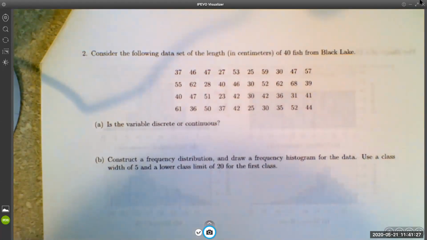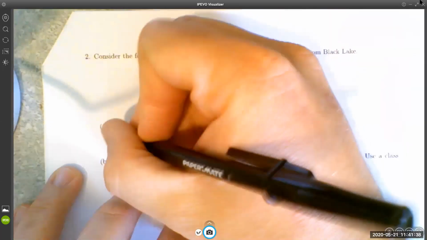But let's look at another example. This says, consider the following data set of the length in centimeters of 40 fish from Black Lake. Is the variable discrete or continuous? Well, this is continuous data.